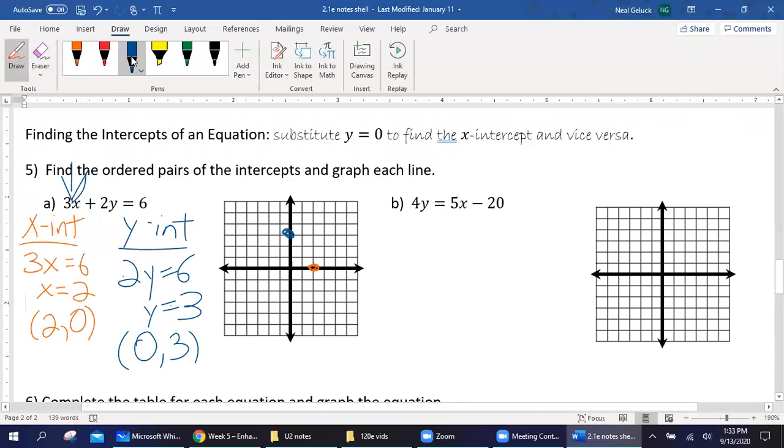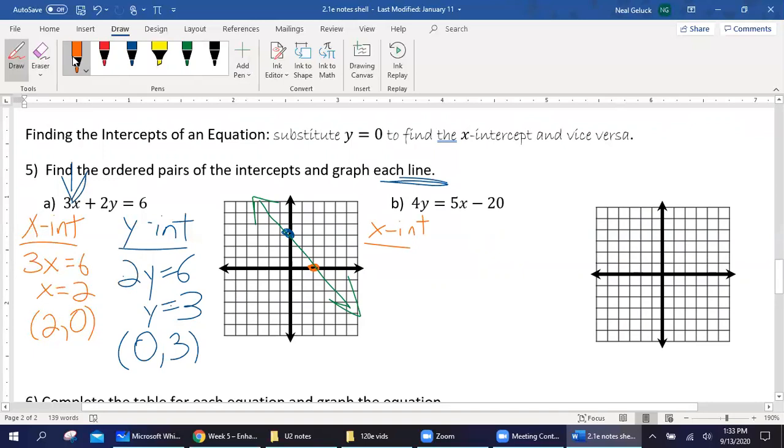Since these are lines, I only really need 2 points. Connect the dots, and you got yourself a line. Now, this whole intercept thing, yes, you can use it on other graphs, but it doesn't give you a full picture of the graph unless it's a line, because you might have something that's got curvature to it if it's something besides linear. Same logic on letter B.